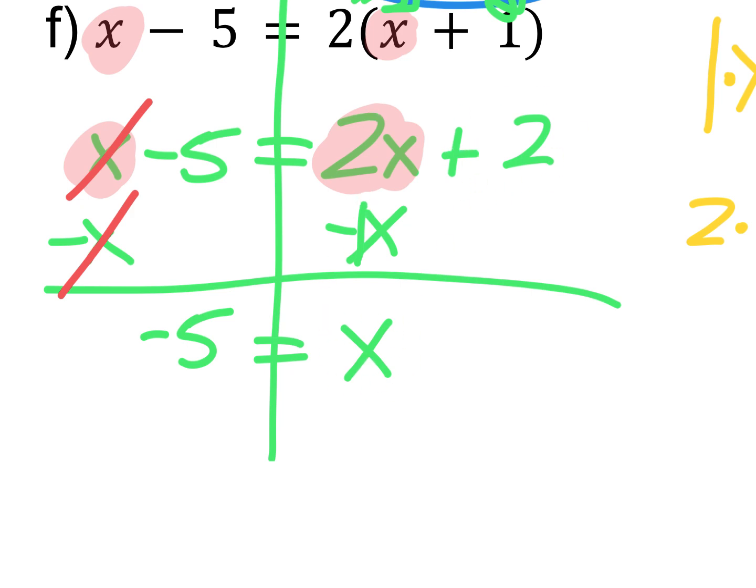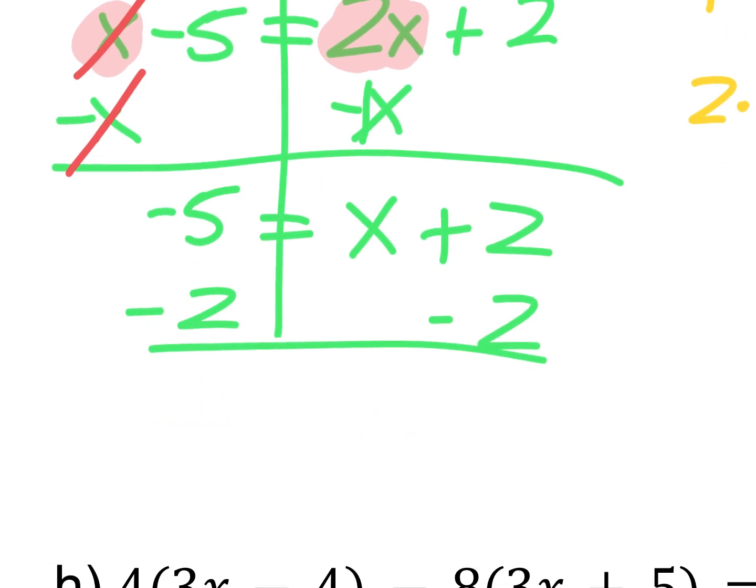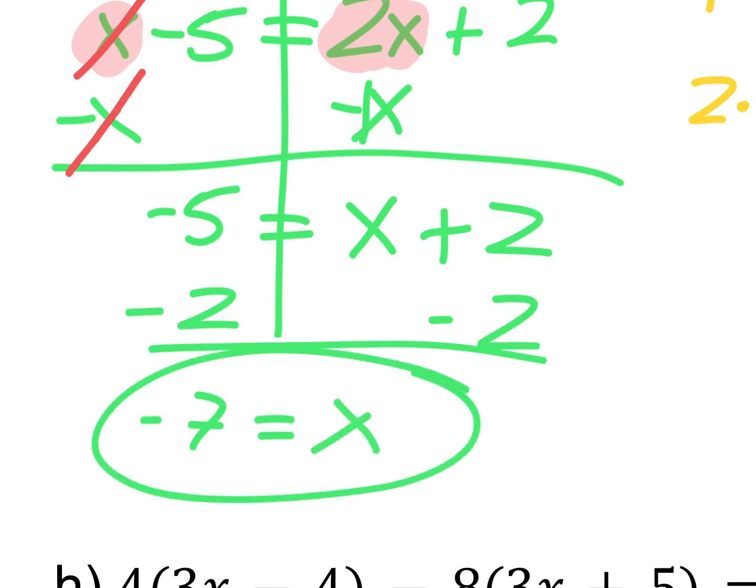And then I still need to bring down my plus 2. Don't forget that. Now we are almost done. To get x by itself, I will subtract 2 from both sides of the equation. Your final answer should be -7.